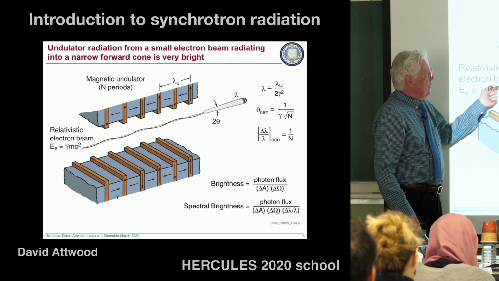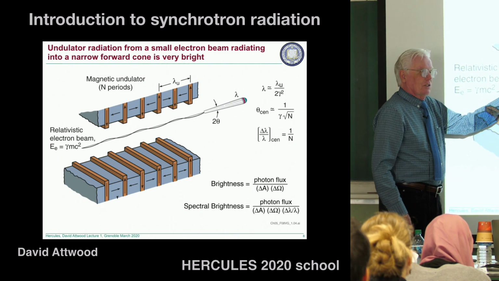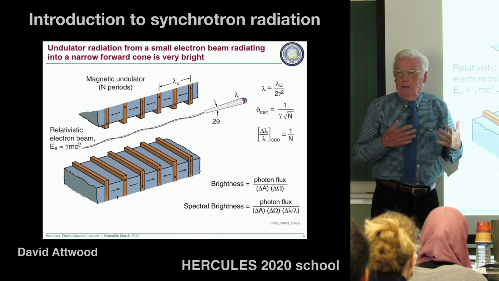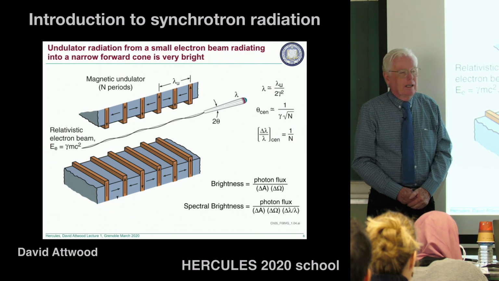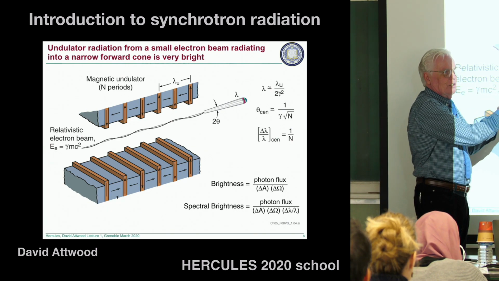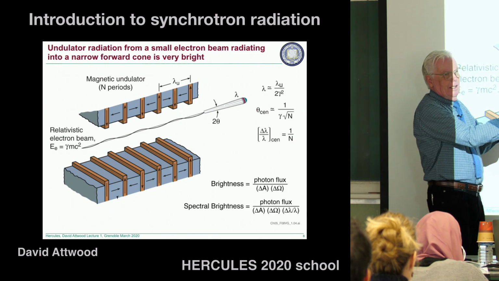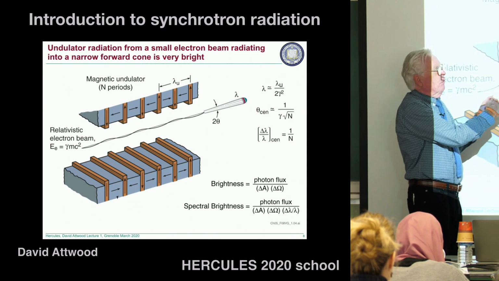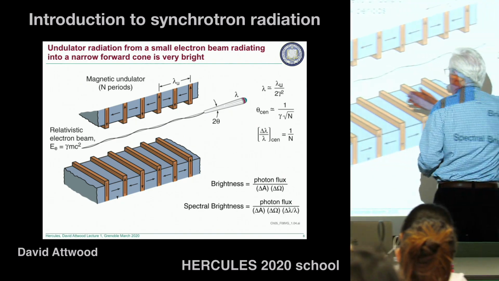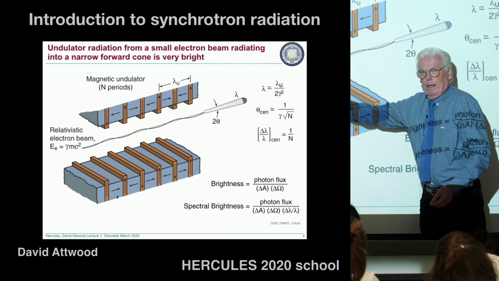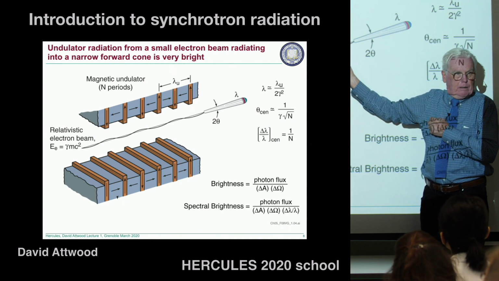So anyway, the electron is going through. It's oscillating in and out of the board. Whenever a charge oscillates, it radiates. If we were moving along with the electron, we'd just see it oscillating in and out. But actually, of course, it's moving, and in the forward direction, the radiated wavelength is going to be contracted substantially.